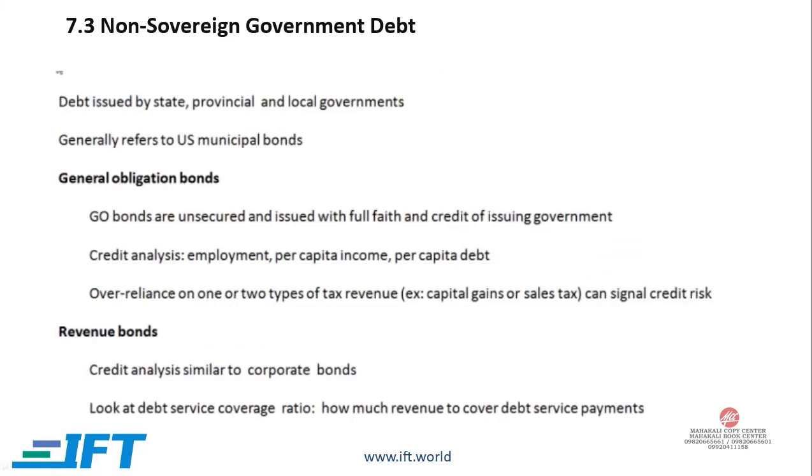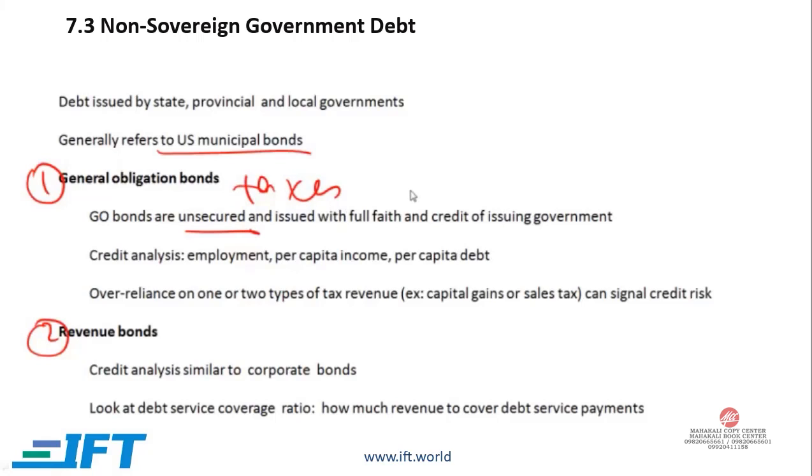Non-sovereign government debt. This is debt issued by a state or a province or a local government. So any semi-government entity or government entity other than the federal government. Since the world's largest municipal debt market is in the US, generally when we say municipal debt, we are referring to US municipal bonds. These are divided in two categories: general obligation bonds and revenue bonds. General obligation bonds are unsecured and issued with the full faith and credit of the issuing government. So these are based on taxes.